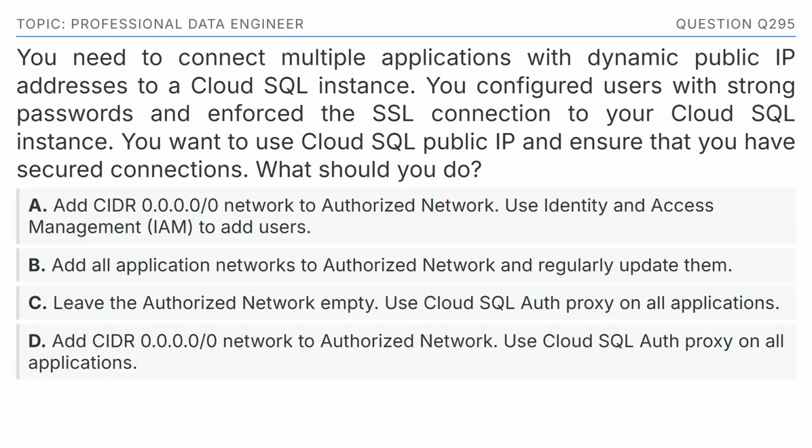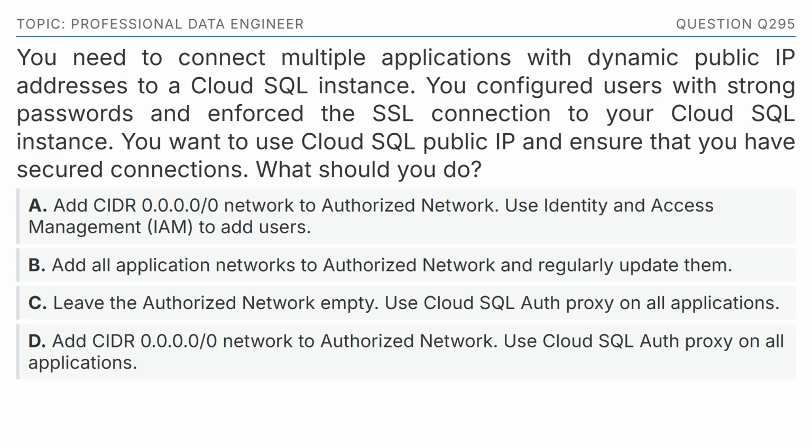You need to connect multiple applications with dynamic public IP addresses to a Cloud SQL instance. You configured users with strong passwords and enforced the SSL connection to your Cloud SQL instance. You want to use Cloud SQL public IP and ensure that you have secured connections. What should you do? The options are: Option A, add CIDR 0.0.0.0/0 network to authorized network. Use Identity and Access Management (IAM) to add users.